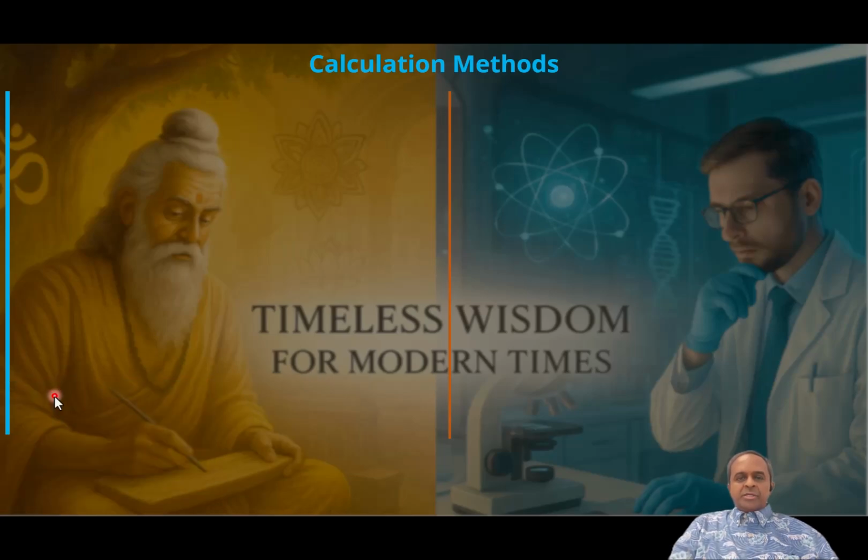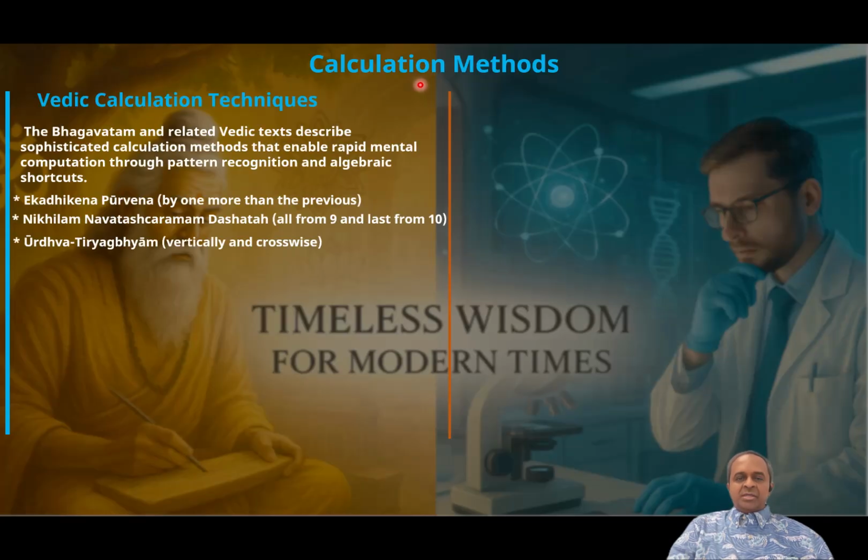Now we will explore one of the most practical applications of Vedic mathematical wisdom, right? Calculation methods that enable rapid mental computation through pattern recognition and algebraic shortcuts. And later I'll talk about how artificial intelligence, what we are doing, is kind of connected to this, right? We're talking about calculation methods that enable rapid mental computation through pattern recognition. You look at numbers, we recognize patterns, right? And the algebraic shortcuts.